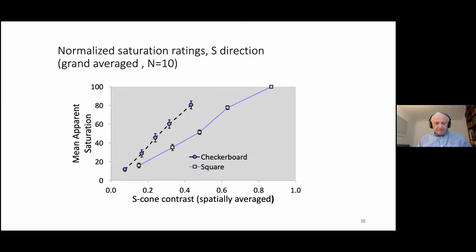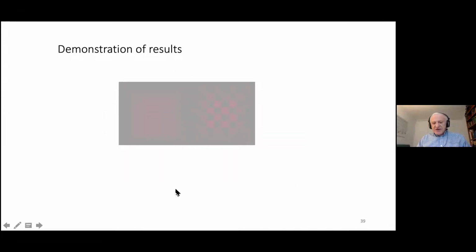And just as a demonstration of the results for your own eyes, these two are equated for space averaged cone contrast, but these look a lot more colorful than that. I mean, it's a very robust result. It's not controversial or anything. You can get it replicable again and again. No one departs from it that we've tested in the lab.